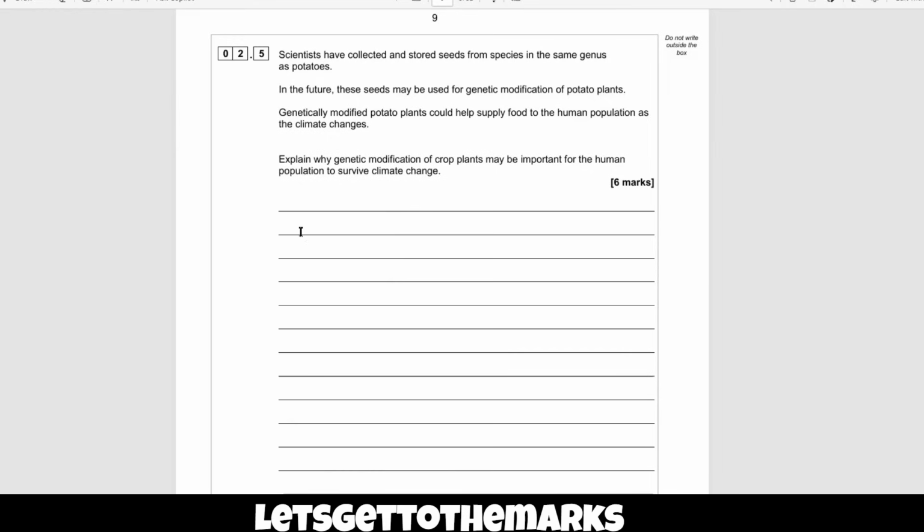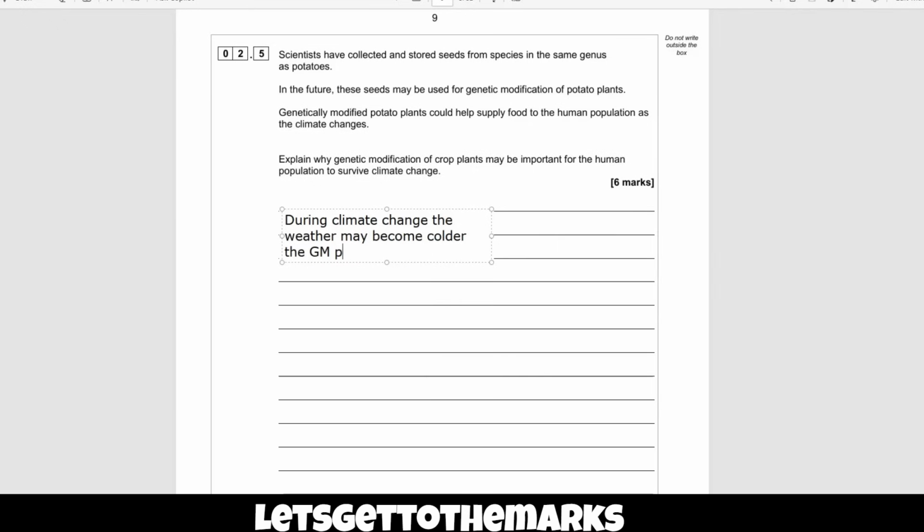This is probably the hardest question in the paper because it's a little bit vague. But essentially, what they want you to get at here is, during climate change, you don't have to say it in any particular order, the weather may become colder because the climate might change.